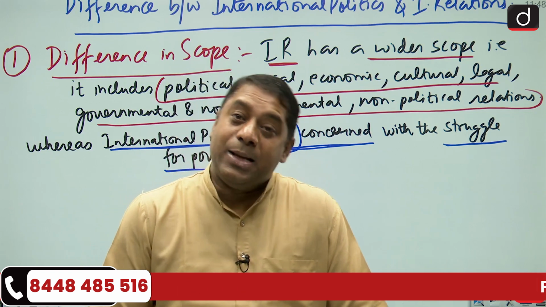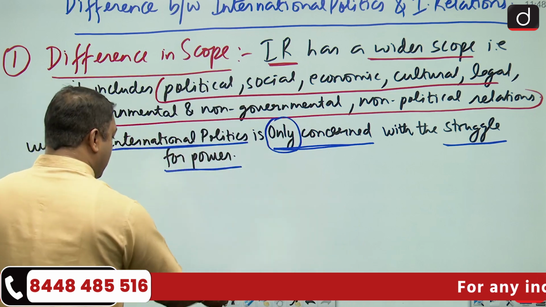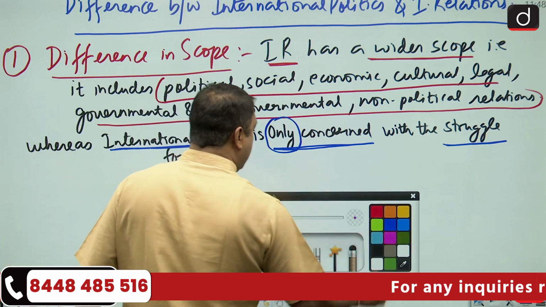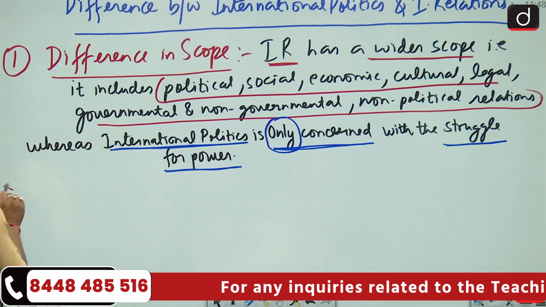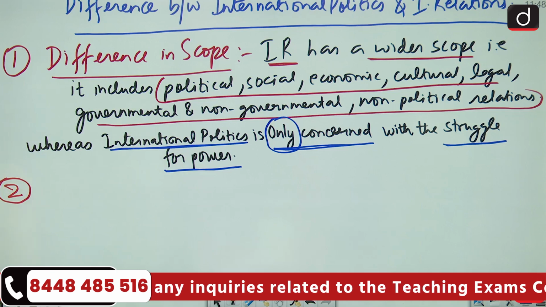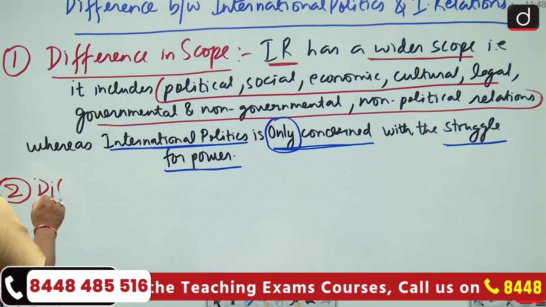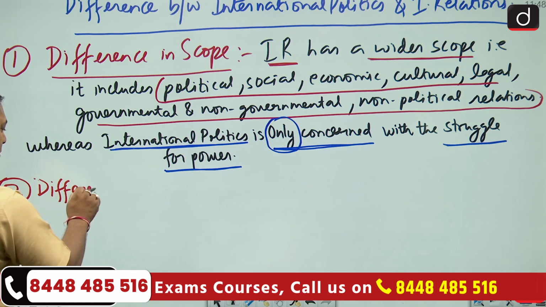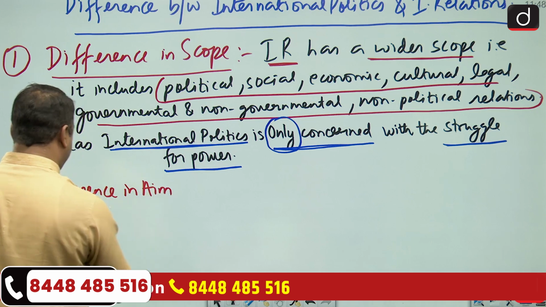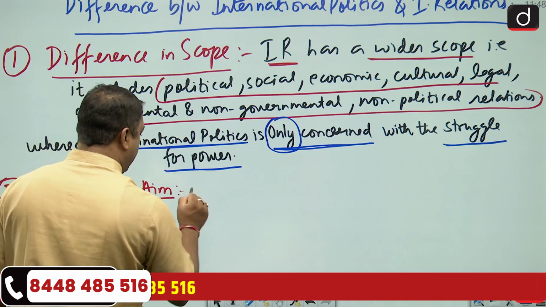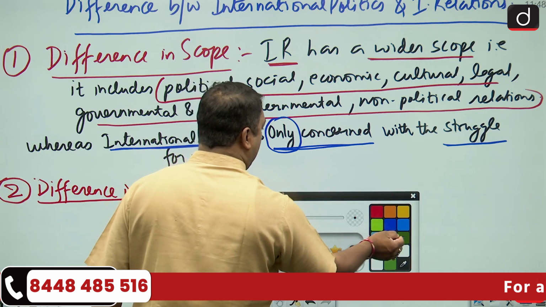तो अब आप इसमें भी तो डिफरेंस देख सकते हो, ठीक है? So the second one is difference in aim. लिख लो.